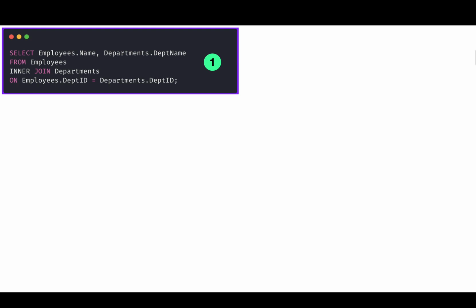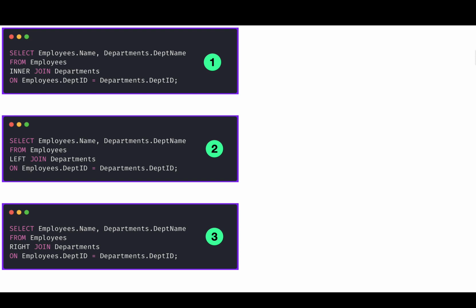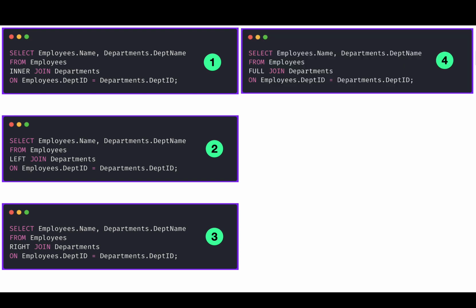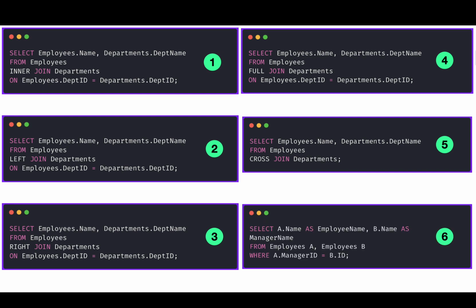Join examples. 1. Inner join. 2. Left join. 3. Right join. 4. Full join. 5. Cross join. 6. Self join.